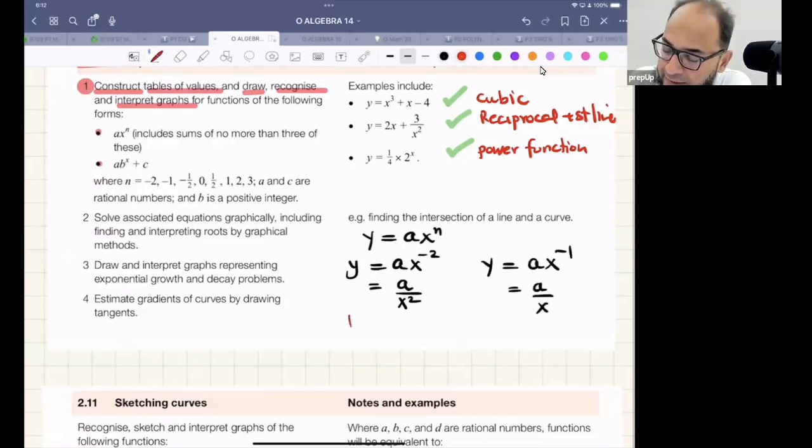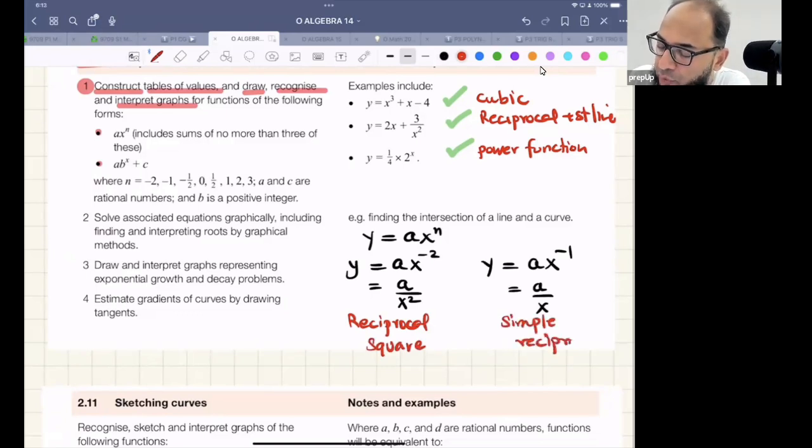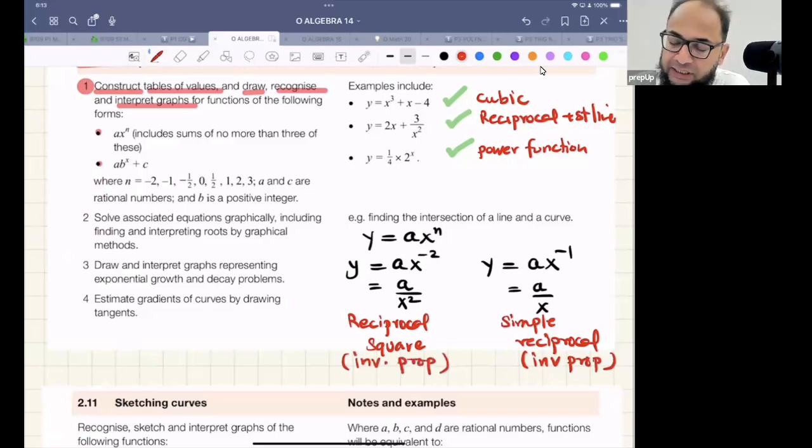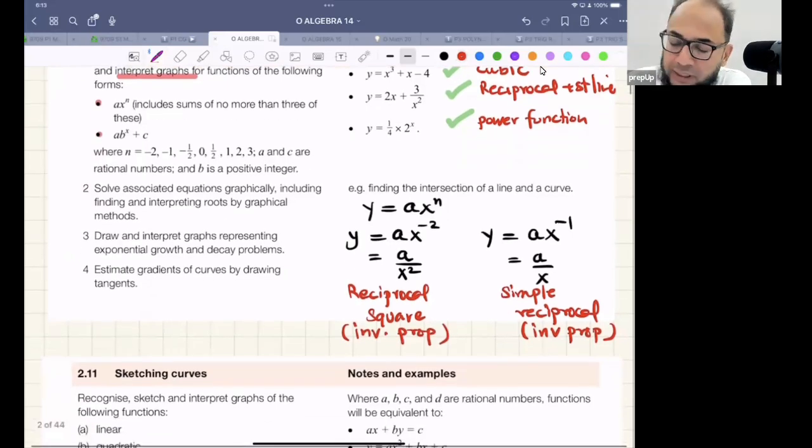So this is reciprocal square, and this one is simple reciprocal. The inverse function, inverse proportionality. This is also inverse proportionality. So we went over these two. Now this one we have not yet studied.